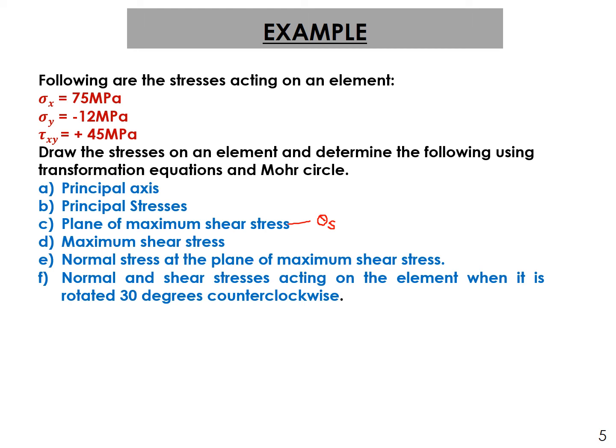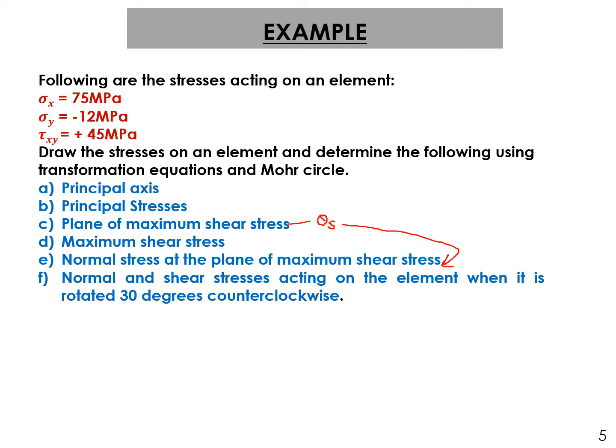Then the normal stress at the plane of maximum shear stress, means at theta s you have to find the value of the normal stress. Then the last part is you find the normal and shear stresses acting on the element when it is rotated 30 degrees counterclockwise. It is somewhat generalized. He says, give me the value of all the stresses when you rotate your element 30 degrees counterclockwise. So these are the parts which we need to determine.